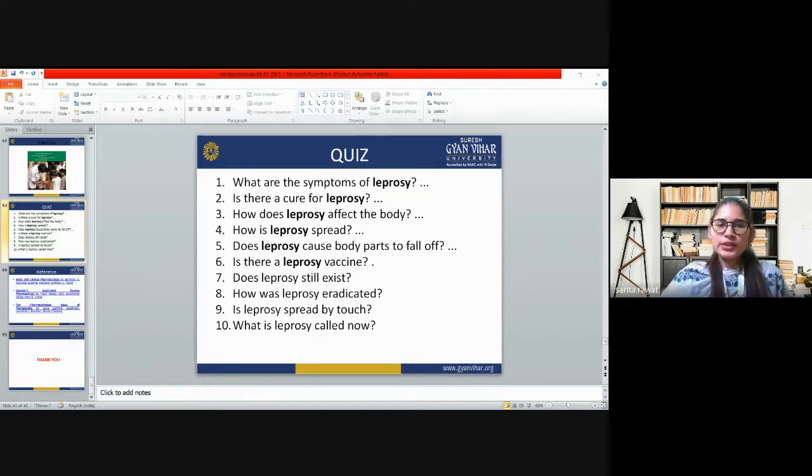So first question is leprosy symptoms. When we say leprosy symptoms, we can see it can show patches. The patches will be reddish or in copper color.